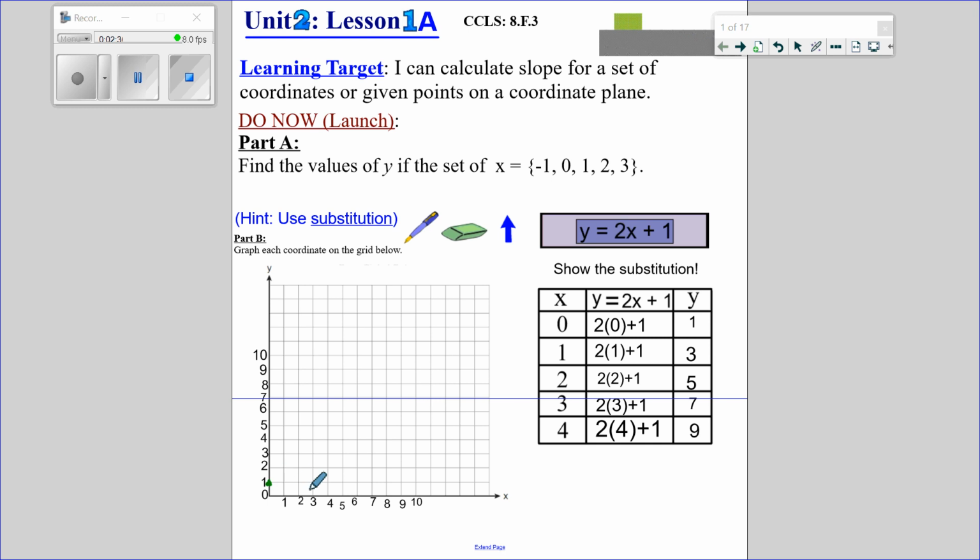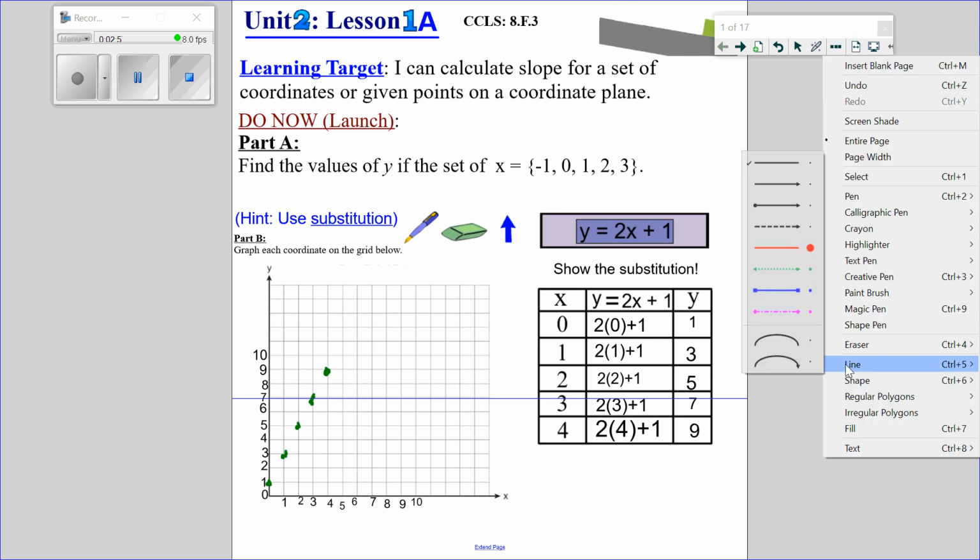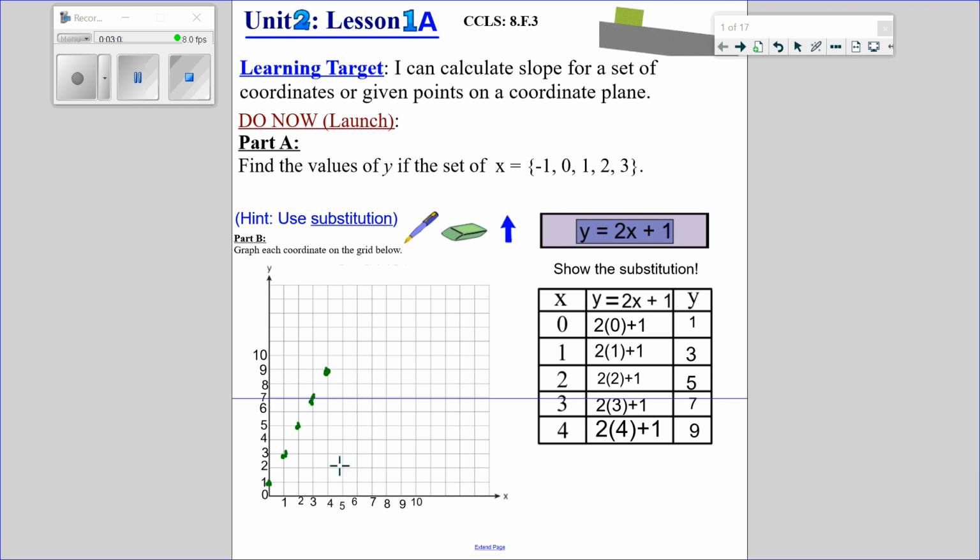The next one is 1, 3. Then it's 2, 5, 3, 7, 4, 9. So now we're going to connect the dots. So I go down and we're going to connect them.